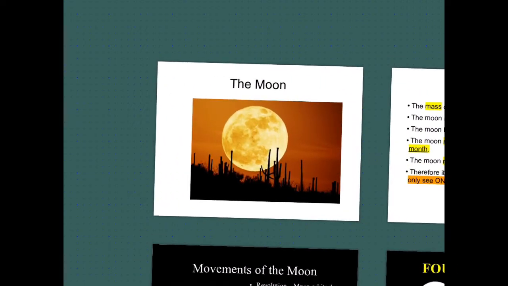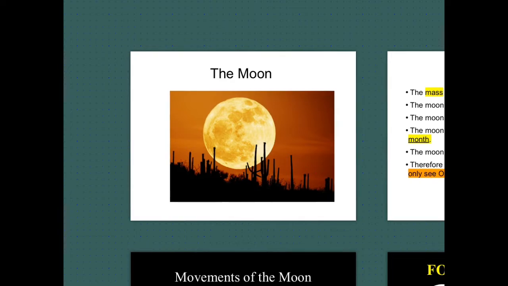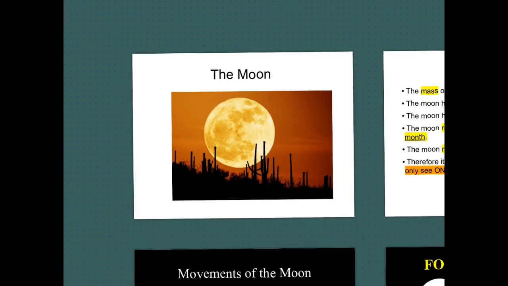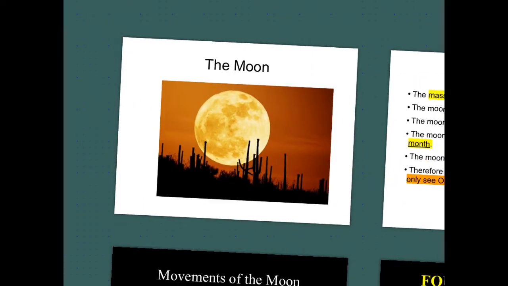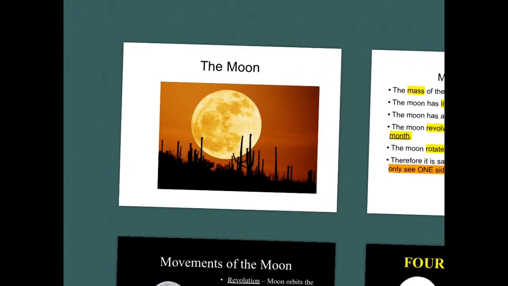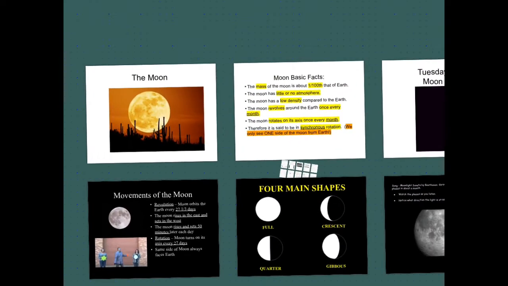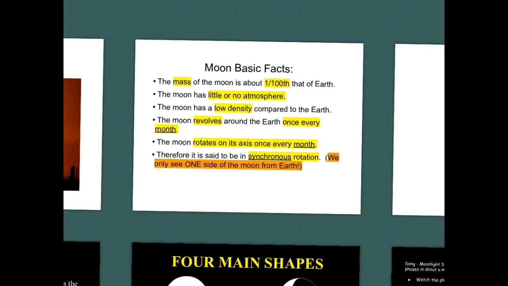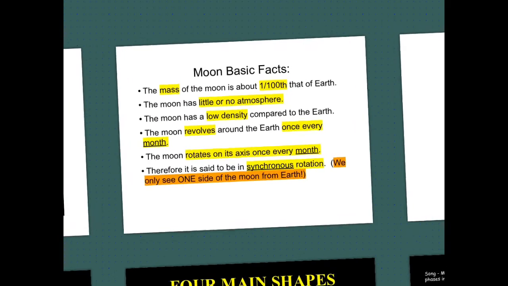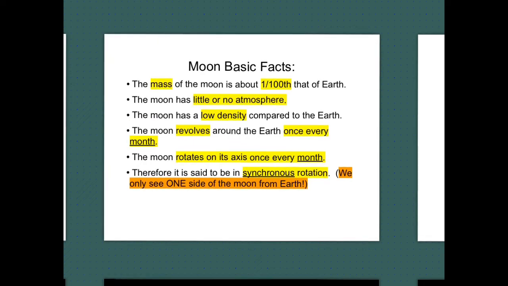Yesterday, you learned a couple of things about the moon. You learned that it is about 1/4 the size, the diameter of the Earth, and that it's pretty far away from the Earth. You created a model and hopefully turned that into Google Classroom. I can't wait to see all your pictures. The mass, again, is about 1/100th that of the Earth. It has low density compared to the Earth.